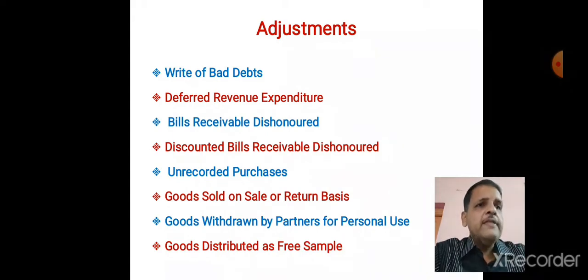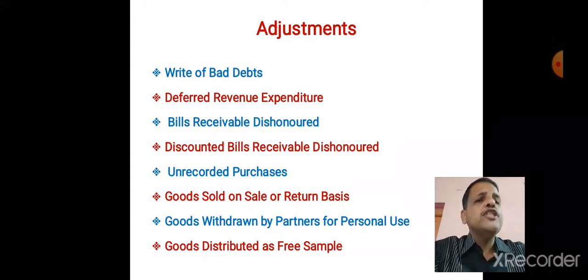Now, instead of showing on trading account credit side by goods withdrawn, we can deduct directly from purchase on trading debit side rupees 20,000 as drawing or withdrawn for personal use. This alternate effect can be given. Let us go towards next adjustment.